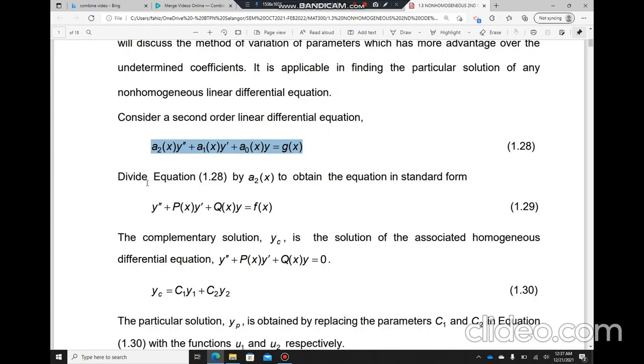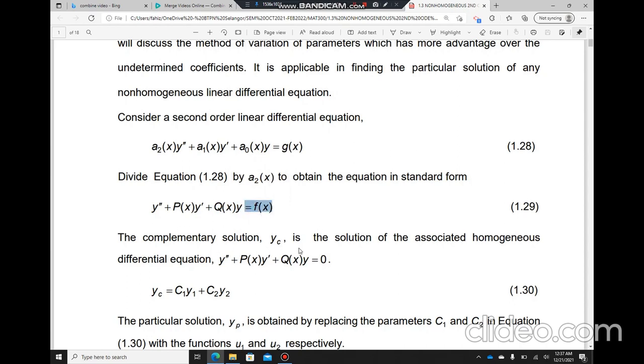Okay, first divide equation 1.28 by a2x to obtain the equation in standard form. Okay, first kita nak jadikan dia standard form. So dekat sini dia make sure kena constant 1. So bila nak jadikan dia constant 1, so we divide by a2 untuk semua function ni. So bila kita divide by a2, kat sini akan jadi constant 1 and then yang ni a1 over a2 kita boleh assume as px and then a0 divide by a2 kita boleh assume as qx and then gx over a2 kita boleh assume as fx. So sebab kita nak dalam bentuk standard form.